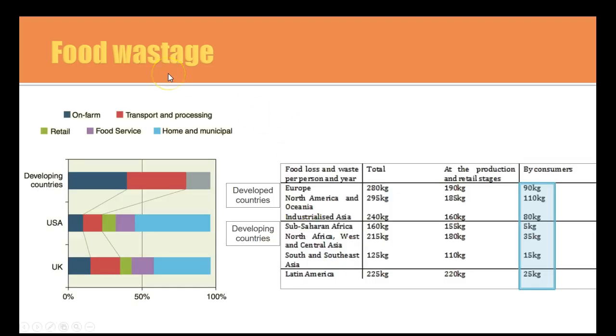So if we look at food wastage in comparison to developed and developing countries, there is not a lot of food wastage by consumers in developing countries if you compare that to developed countries. If you have a look at where food wastage occurs, in the US and the UK, a majority of the food wastage occurs in the home rather than in food service, retail, or on the farm. Whereas in developing countries, most of the food wastage occurs on the farm and in the transporting process, and that's because of lack of funds or education.